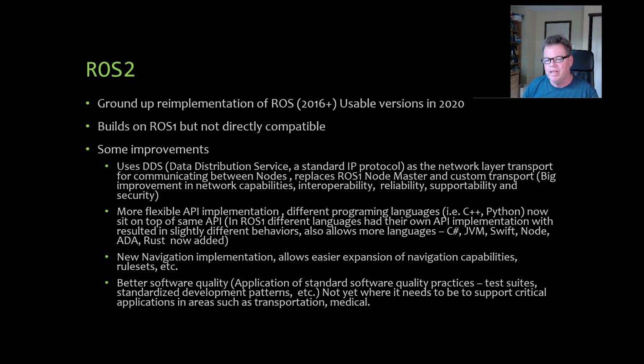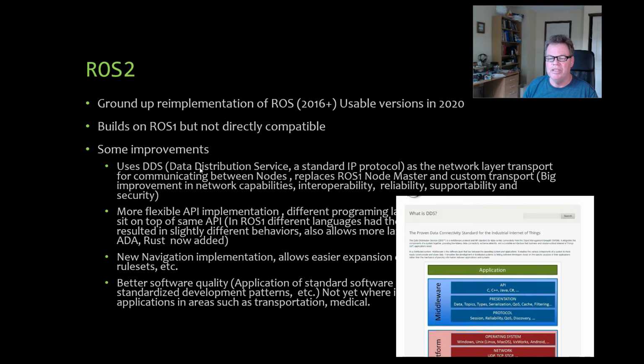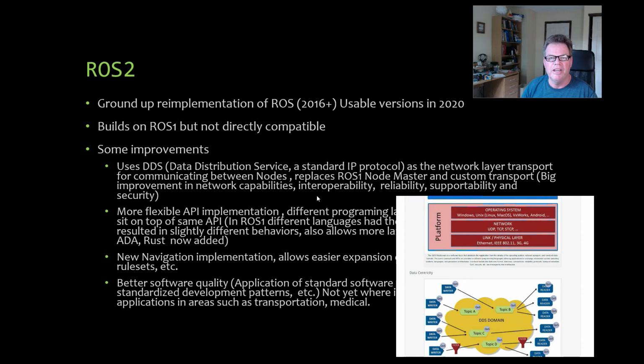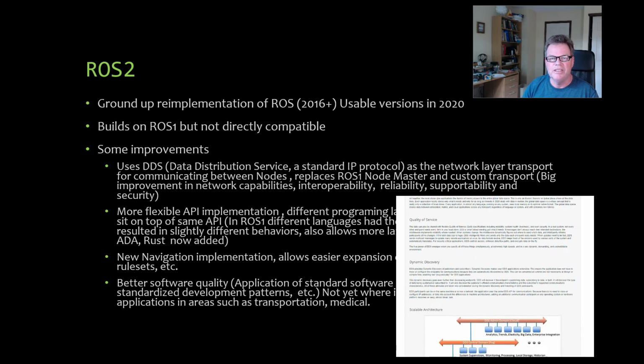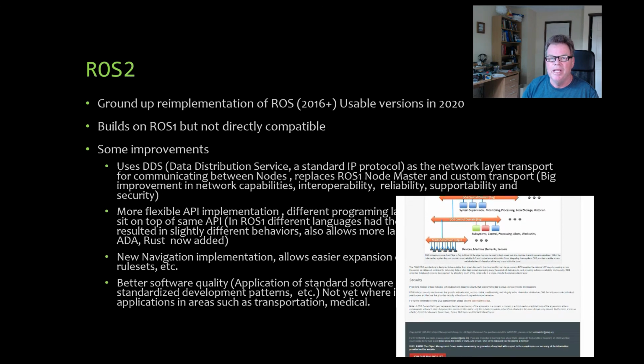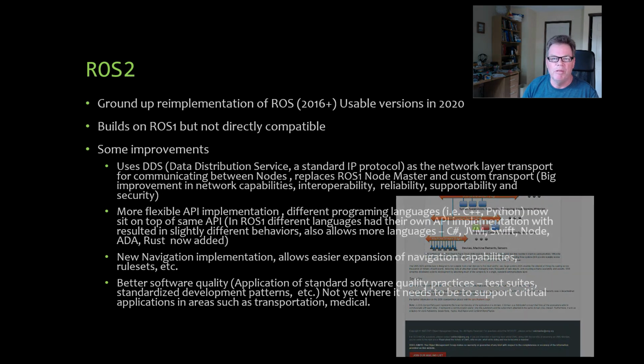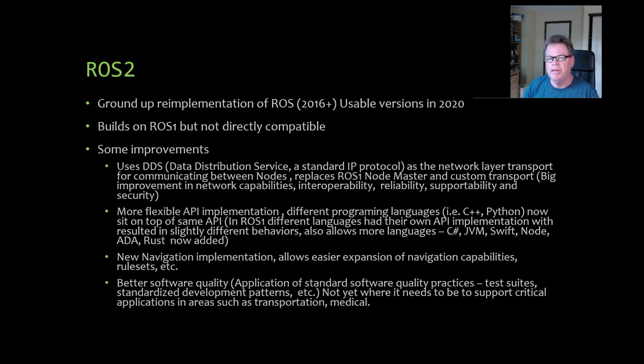So some of the improvements that went into ROS2 is it now uses DDS, or Data Distribution Service, which is standard IP protocol for communicating between nodes, or acting as the transport over TCP/IP between the nodes. And this is much better than what was in ROS1. In ROS1 it was a custom protocol, and it required a special node called the ROS master to always be running, and all the nodes had to talk to the ROS master to be able to communicate to each other.